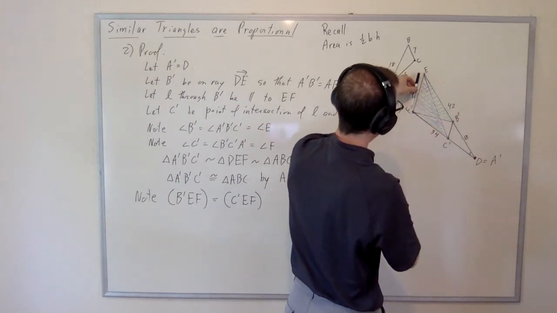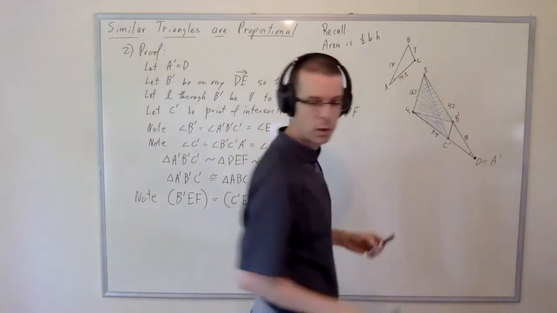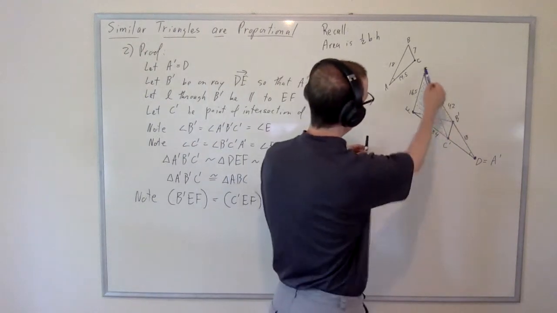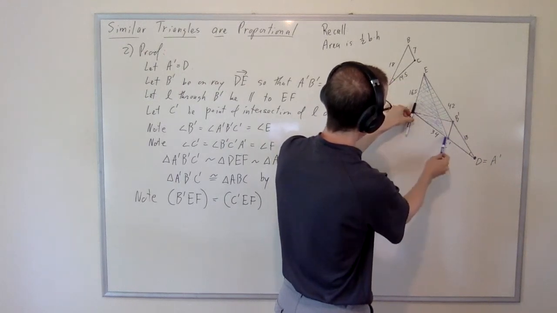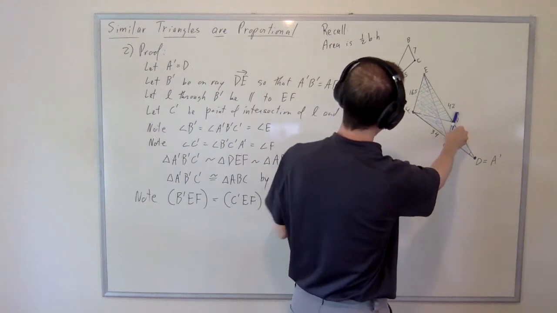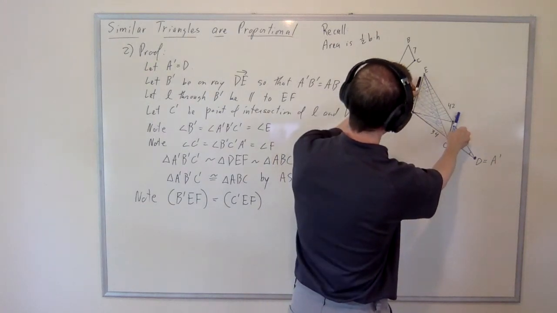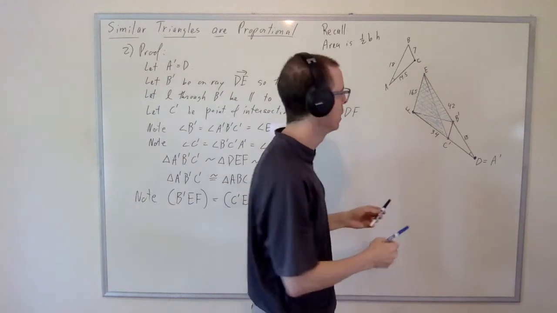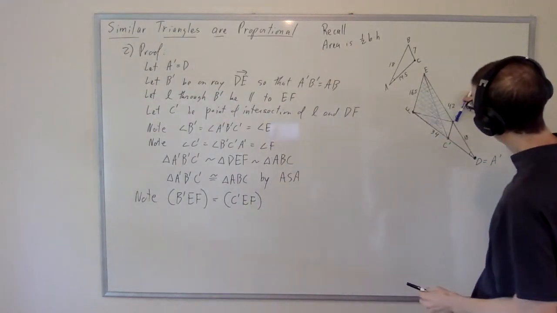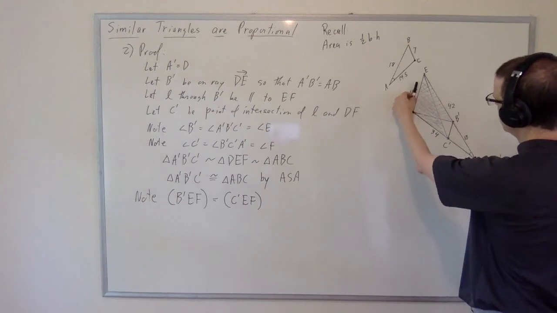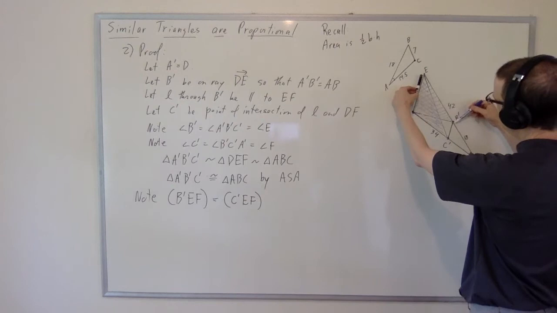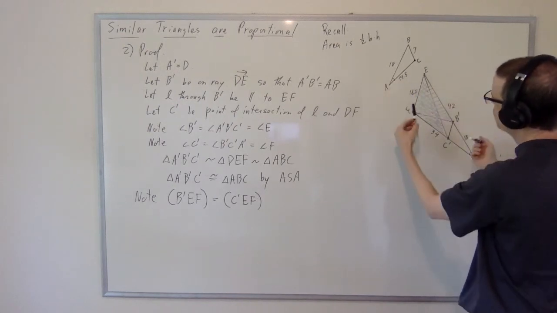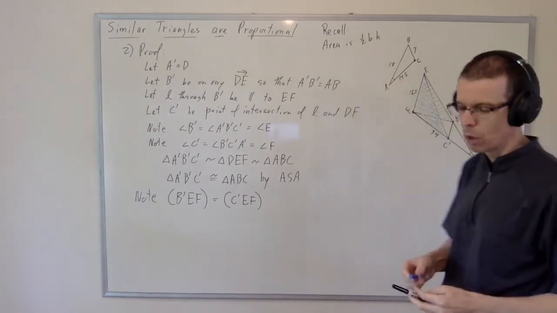B prime to EF. The height of the triangle C prime EF, shaded in blue here, is the perpendicular distance from C prime to the extended line EF. It's this height. But this line here, B prime, C prime, and this line here, EF, are parallel. And therefore, the distance between B prime and this line matches the distance between C prime and this line. And so those two triangles, namely B prime EF and C prime EF, have not only the same base, but equal heights.